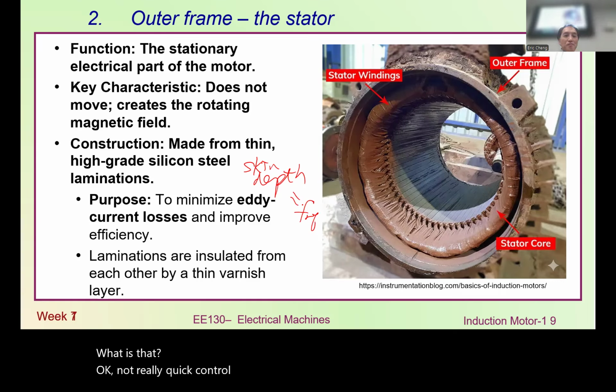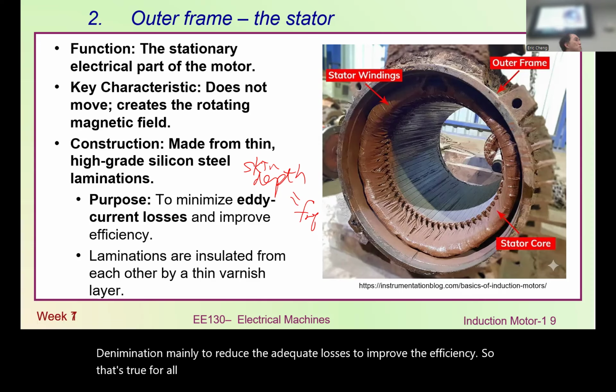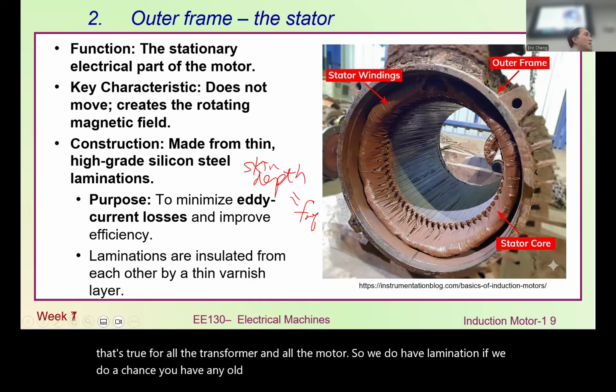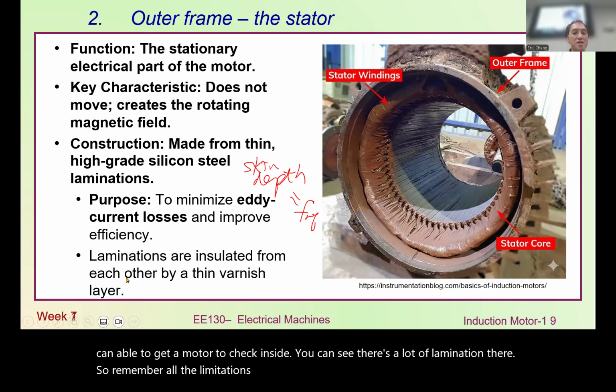So the lamination is mainly to reduce the eddy current losses to improve the efficiency. That's true for all transformers and all motors, so we do have lamination. If you have any old motor or home motor in your scrap yard, you can get a motor and check inside. You can see there's a lot of lamination there. Remember, all the laminations are insulated from each other by some varnish.